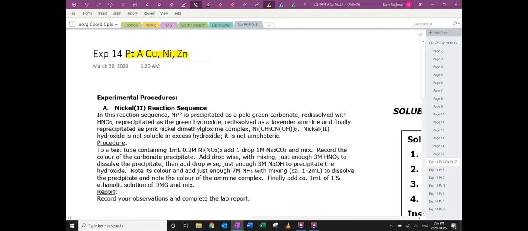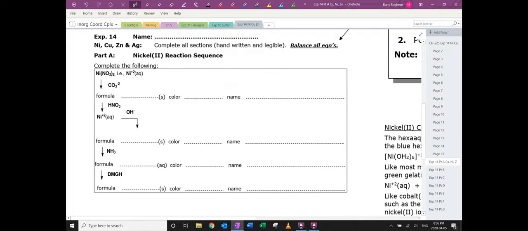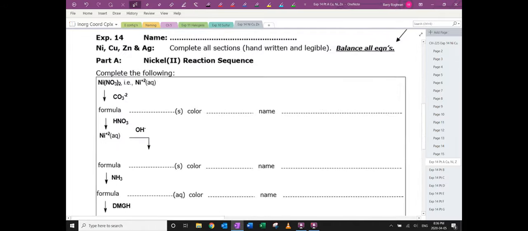And this is part A. In part A, we're looking at a sequence of nickel 2 reactions. Let's look at the lab report that you're going to fill in. You're going to start with a solution of nickel 2 nitrate, which gives us nickel in solution. You're going to precipitate it as the carbonate. You'll notice there's a place for you to write the formula, note the color, and then write the chemical name.